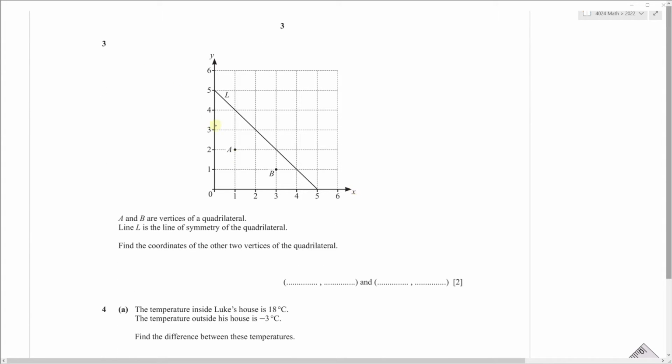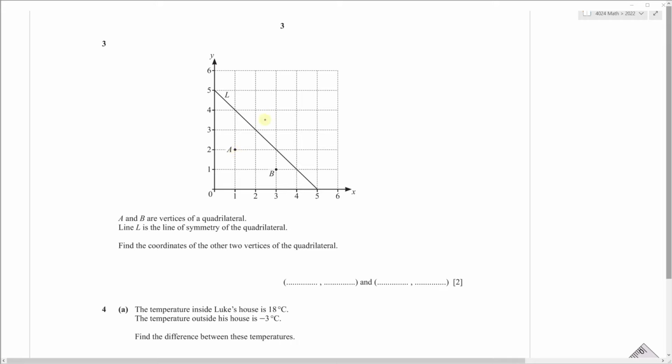Question number 3. A and B are vertices of a quadrilateral. Line L is the line of symmetry of that quadrilateral. Find the coordinates of the other 2 vertices of the quadrilateral. So this is the line of symmetry. That means both of these vertices will have a mirror image on the other side of the line of symmetry. So you basically have to reflect these vertices across this line L to get the other 2 vertices.